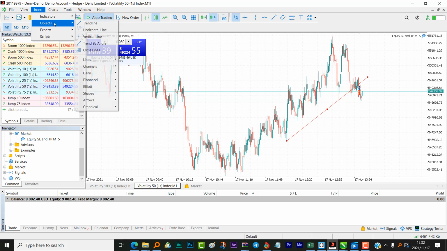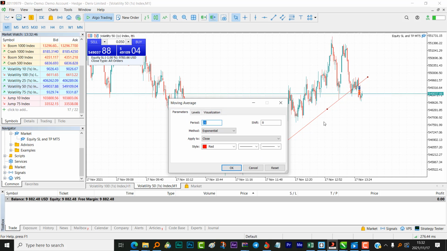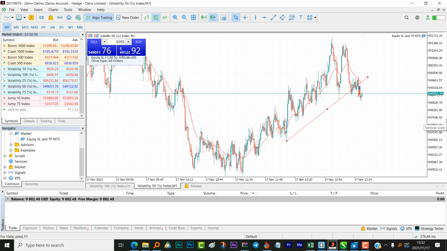Number two is the indicator that I put there. I normally put in a trend indicator, a moving average with period 21, shift 0, exponential. For the color you can choose your own, but I normally put red. You can see how the moving average is very accurate in predicting some of these selling movements here. If I didn't risk much here, my trade could have been in profit right now, and I could have been enjoying some profits.